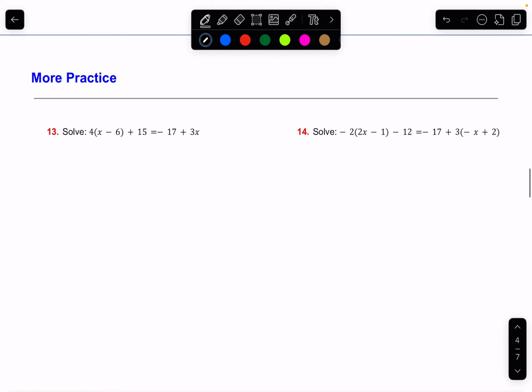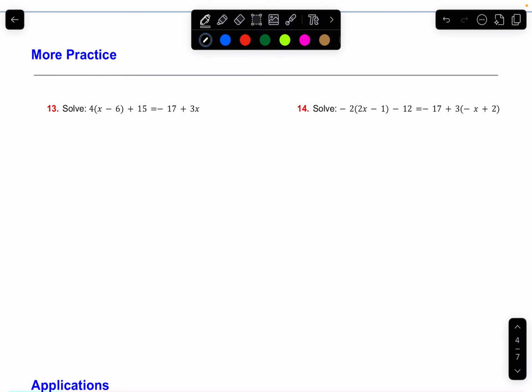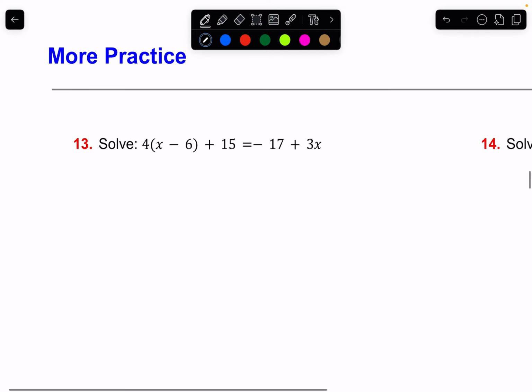Okay, a little bit more practice. We're making it a little bit harder, then we'll do some applications. Okay, all we've got to do is make sure that we distribute and combine like terms before we start rearranging anything. This time we're going to have to rearrange a little bit more, though, than just one step. So first, vertical line. Keep us organized. Now, we look on each side. We have some distribution we can do. So we're going to go ahead and distribute. That way we can simplify this left side.